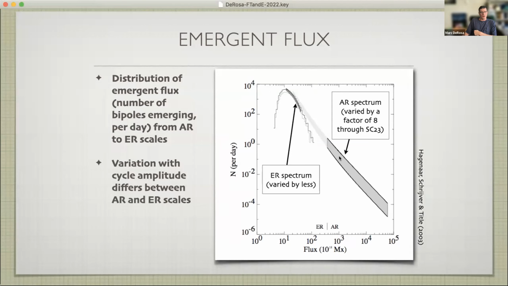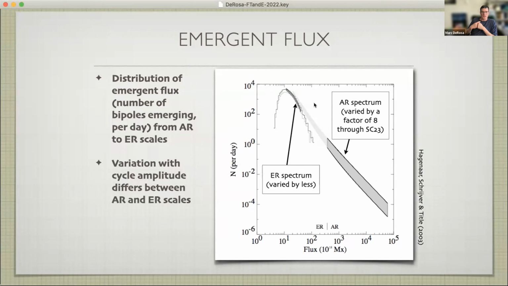There's also a gray band in this plot, and that basically shows the sunspot cycle dependence. So when the activity level is high, of course, you get more of everything. When activity level is low, then there's a drop off, but the drop off is bigger for the active region size things, not surprisingly, than it is for the ephemeral region size things.